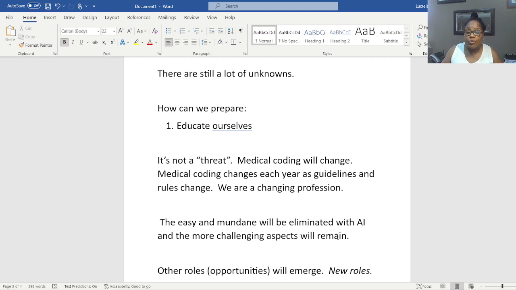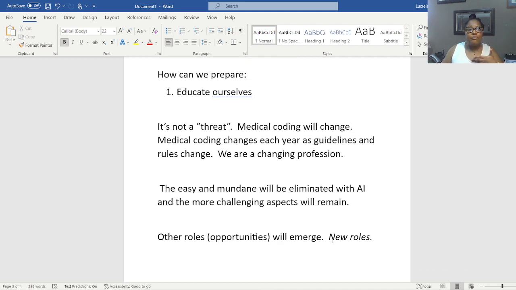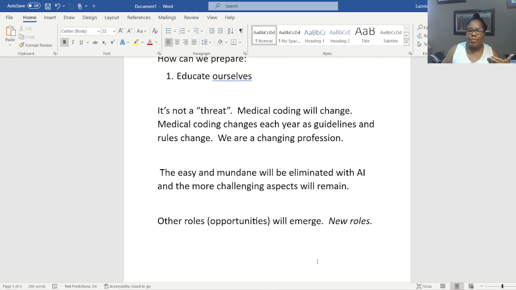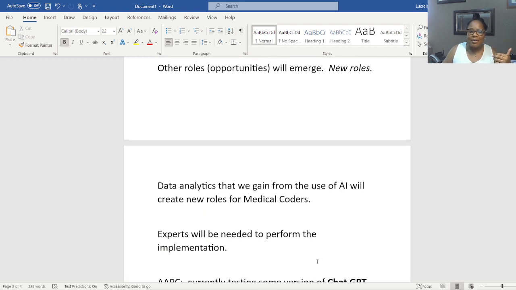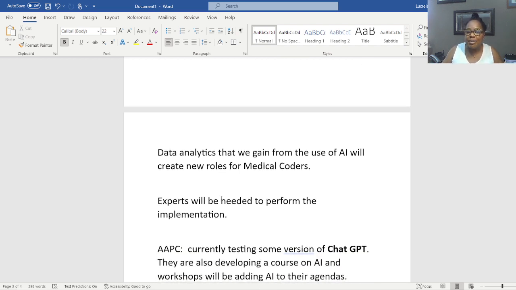Our roles may change and we may have new roles, but again, we are medical coders. Artificial intelligence will generate data analytics that we can gain and use to create more roles in medical coding, because we'll have that data, and then experts will be needed to perform the implementation of artificial intelligence. We're going to have to go in and build it.